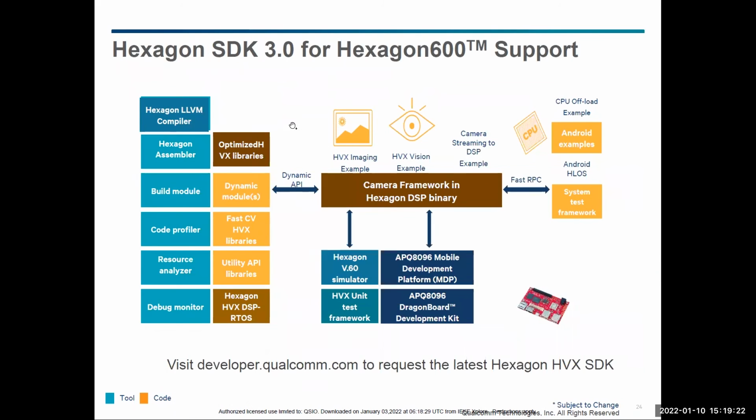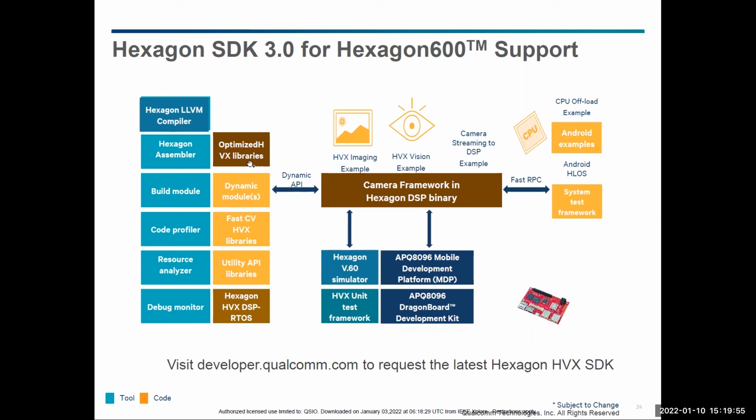Okay, so I'll come to one of the last slides of my presentation. This is going to be another subsequent session regarding the Hexagon SDK, which is available for the Hexagon hardware. On the left side, you can see there are a lot of tools available. The compiler is available. We have an assembler. There are specific build modules. There is a profiler, resource analyzer, and debugging related tools from the compiler perspective.